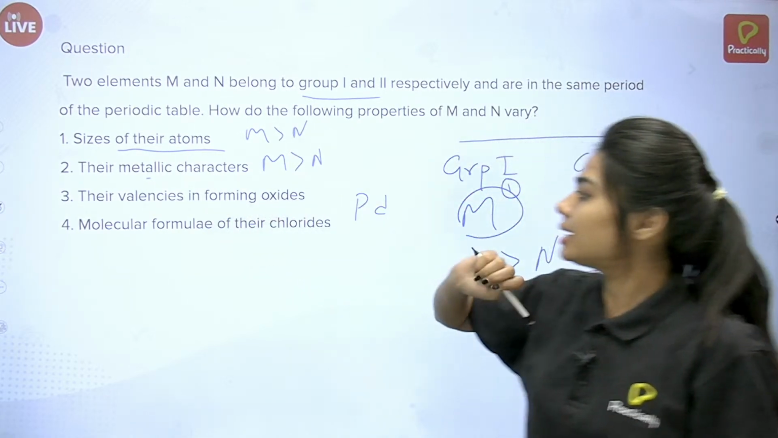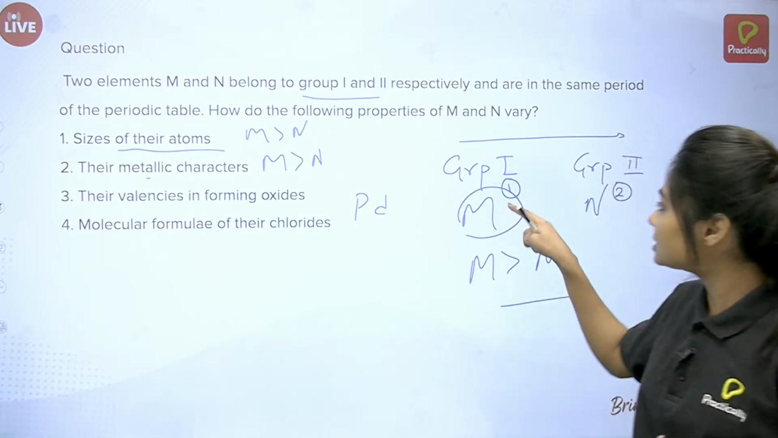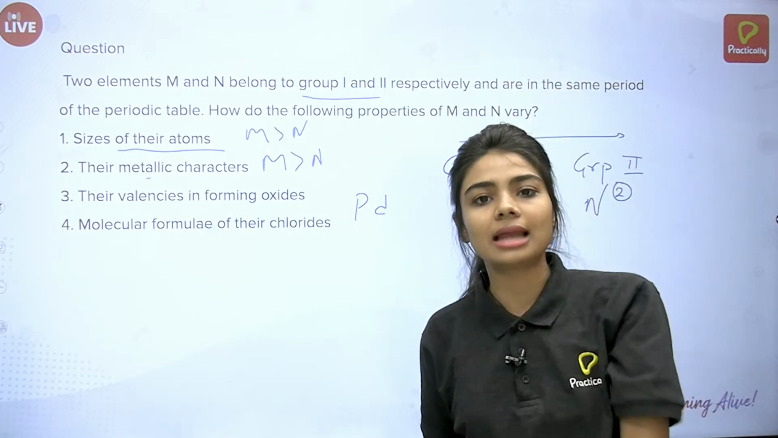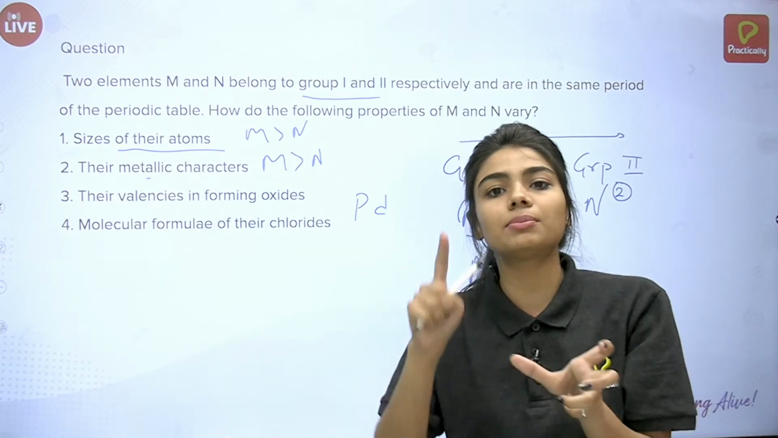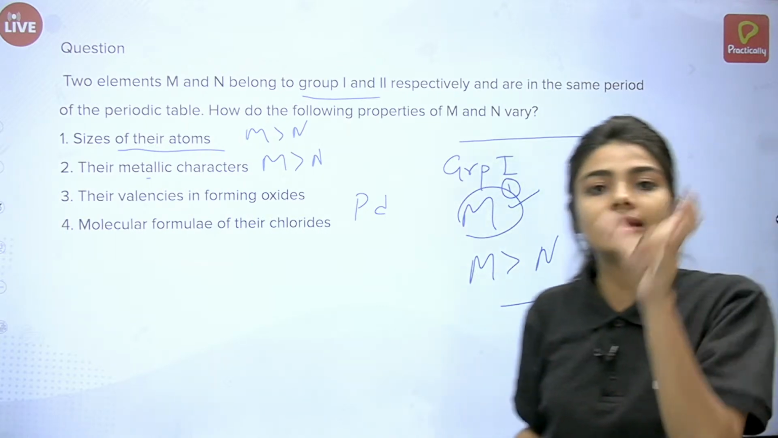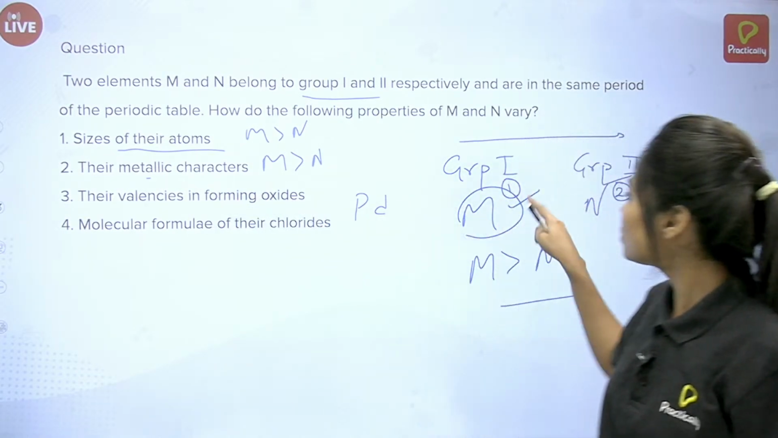Their valency in forming oxide. Here the valency is 1 for M because it lies in group 1. All the elements lying in group 1 have a valency of 1. If I talk about group 2 elements, they have a valency of 2. So their valencies are 1 and 2.